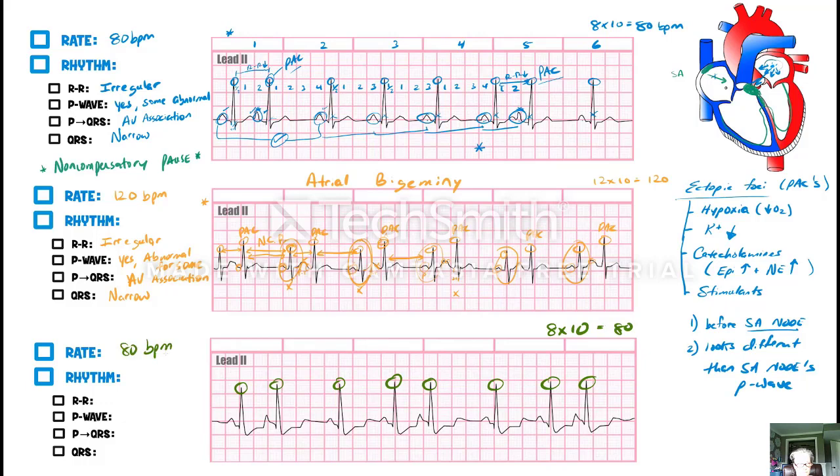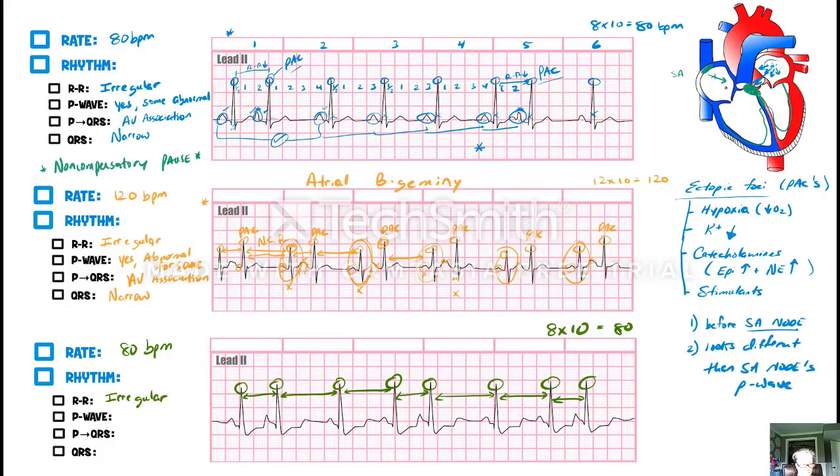Rhythm. R to R intervals. Are they coming pretty much the same? No. This is definitely a different R to R interval spacing. Because you're going short, then you're going long, and then you're going short again. So definitely different R to R intervals. Because there are different R to R intervals on this rhythm strip, this is definitely irregular.